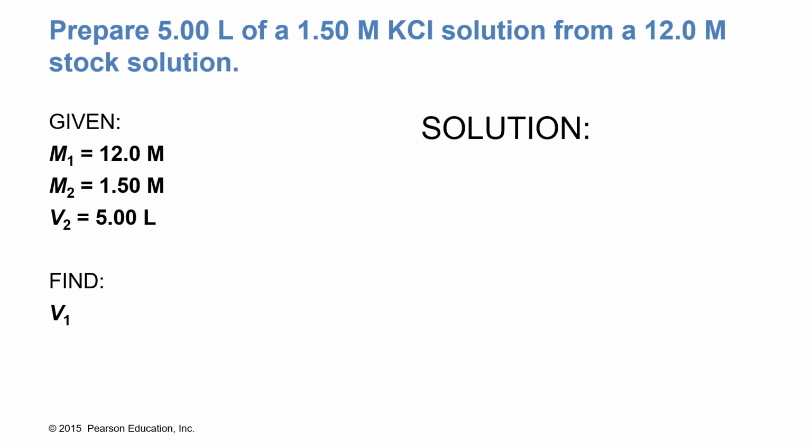So prepare 5 liters of a 1.5 molar KCl solution. This is what we want to end up with. The liters is the volume. So if we're ending up with something, we know it's going to be our 2, so this is our V2. And the molarity, that's our M2. So that's what we are going to end up with. So it's coming from a 12 molar stock solution. So this is what we're starting with. This is our M1.